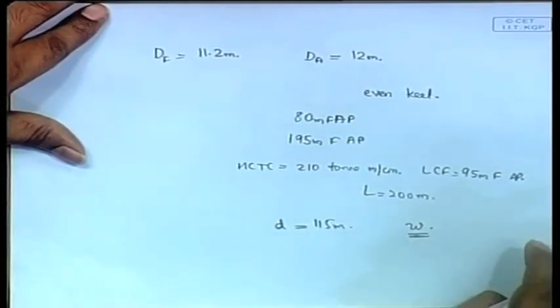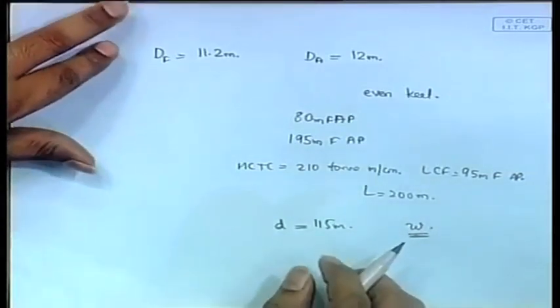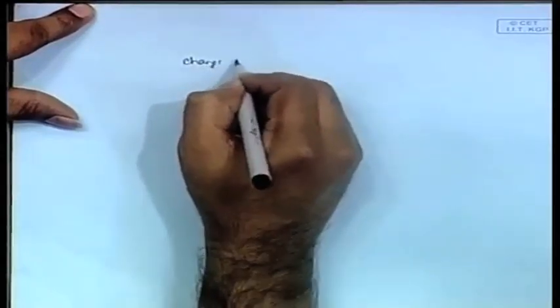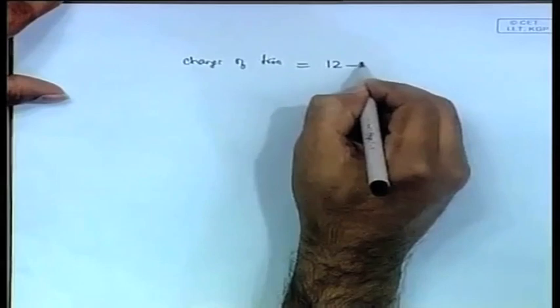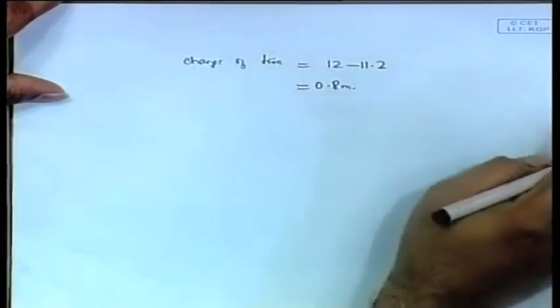Now, what is the corresponding change of trim? We are finding the minimum amount of motion required to produce an even keel, since it can happen in many ways. The drafts are 12 and 11.2, so that much trim has to happen, whichever way it happens, whether this goes down a little and this goes up a little, or this goes down completely. Finally, that difference should become 0 because it is even keel. Therefore, the change of trim should be 12 minus 11.2, which is equal to 0.8 meters.